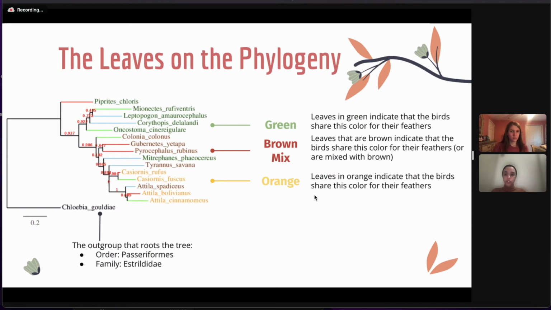As we see from our reconstructed phylogeny, the leaves are the colors of the birds. A green leaf indicates that the bird is green itself, a brown leaf indicates that the bird is brown, and an orange leaf indicates that the bird is orange. We decided for our outgroup that we would use a species that is also a bird. It is from the same order, but it is a different family, and we wanted to do this because we didn't want our tree to look too distant and separated. Initially, we had used a reptile, and the tree itself looked too separated.